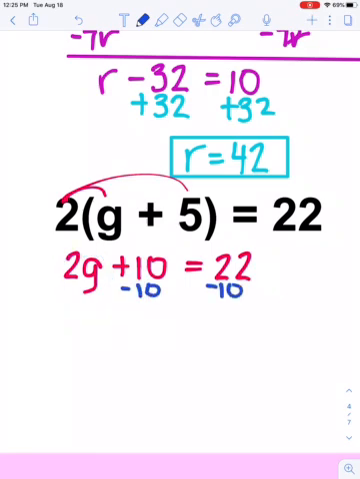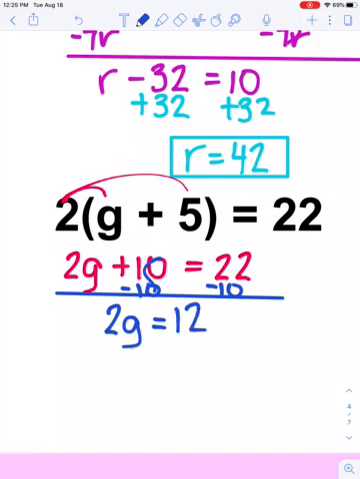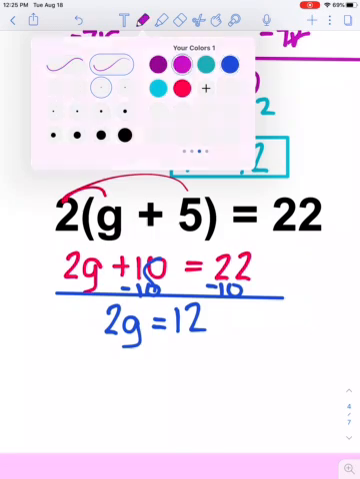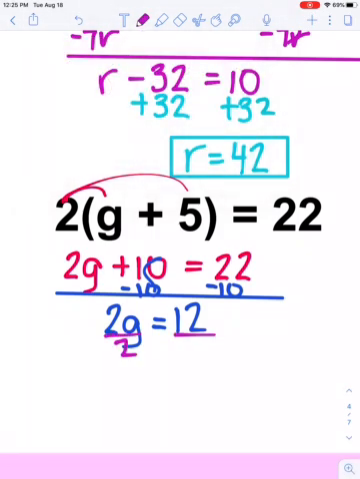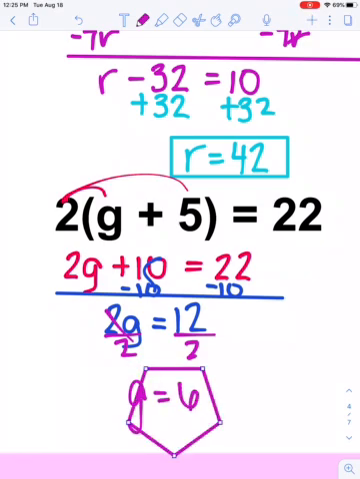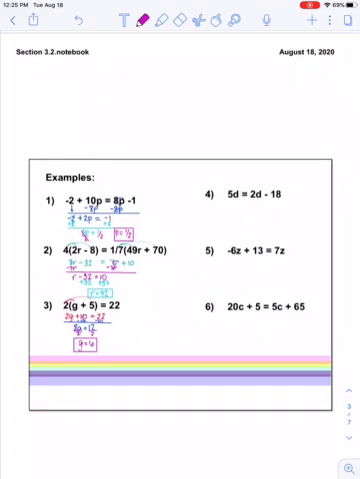So we're going to start by subtracting the 10. So that leaves us with 2g equals 22 minus 10, which is 12. Then g is currently being multiplied by 2, so we have to divide by 2, which leaves us with g equals 6. And then you're done.